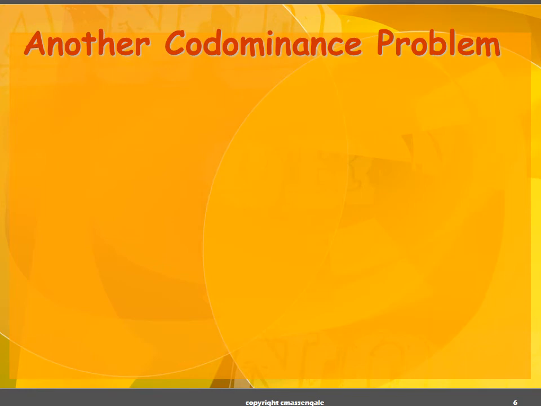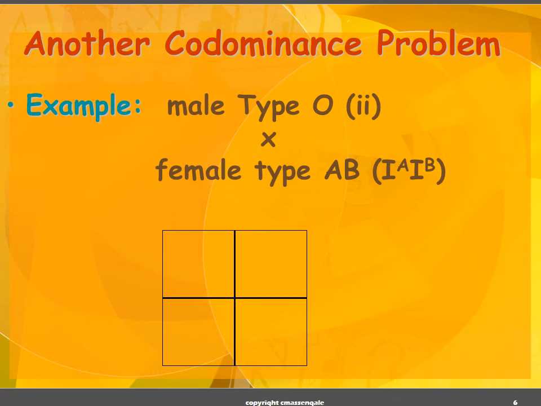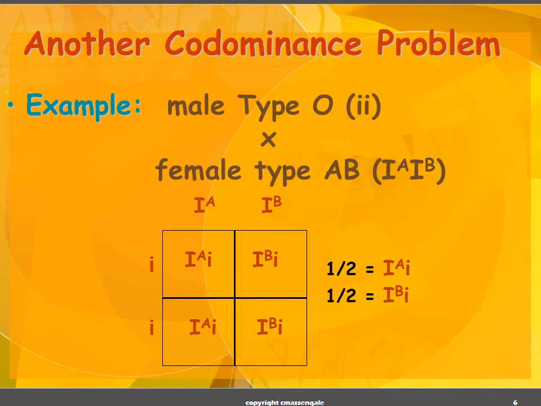Now, let's have a look at another codominance problem and see if you can figure out the answer. Here in our example, we have a male with blood type O. I'm actually blood type O myself, so it's small i, i, crossed with a female with blood type AB. What do you think we're going to get? Right, we set out our Punnett square and we lay it out like that. What are we going to get? Any O's? Absolutely not. We're going to get half blood type A, half blood type B, because A and B are dominant over blood type O.